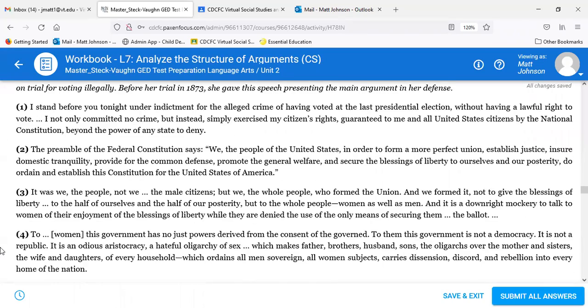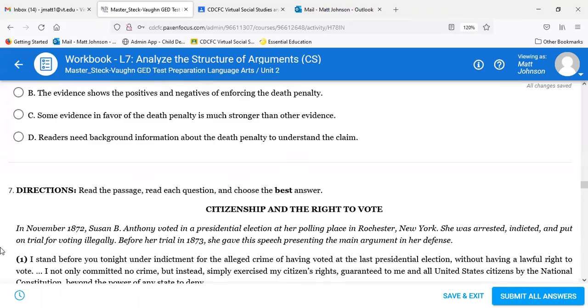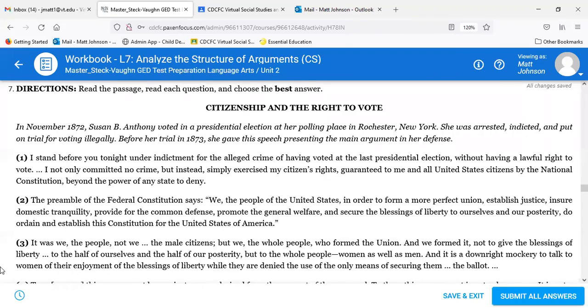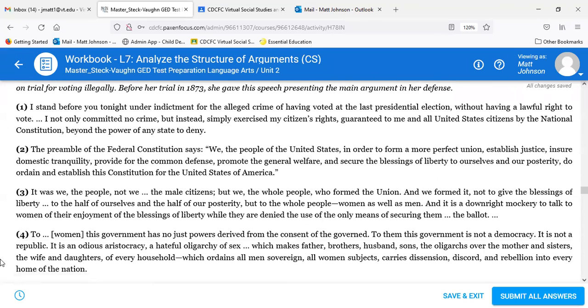Let's see, we have a longer passage here. Grace, again, I want to ask you to read for us 1, 2, and 3, if you don't mind. Okay. Citizenship and the right to vote. In November 1872, Susan B. Anthony voted in a presidential election at her polling place in Rochester, New York. She was arrested, indicted, and put on trial for voting illegally. Before her trial in 1873, she gave this speech presenting the main arguments in her defense.